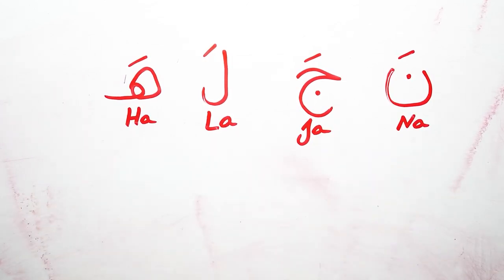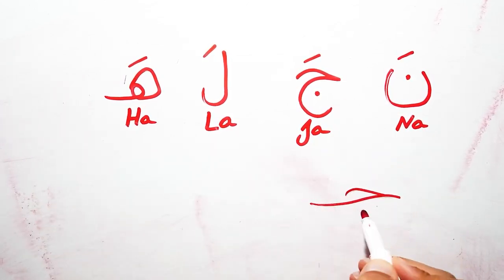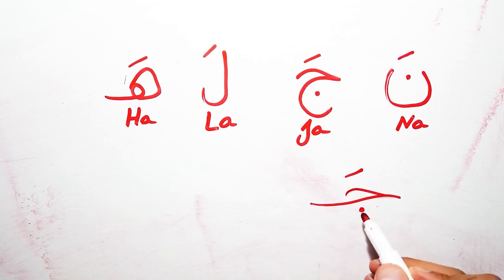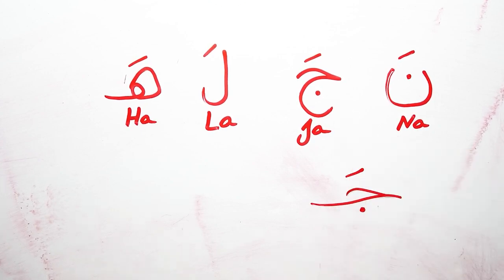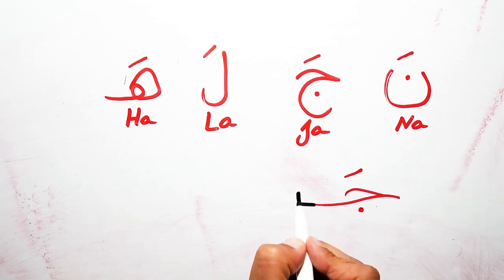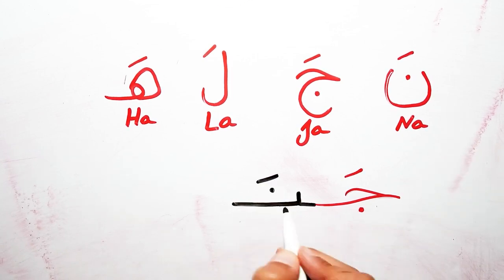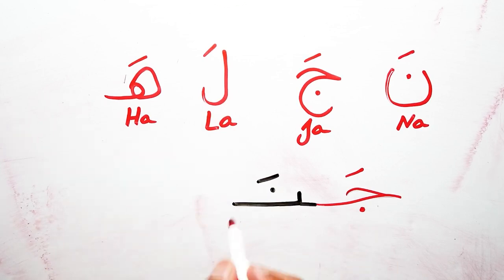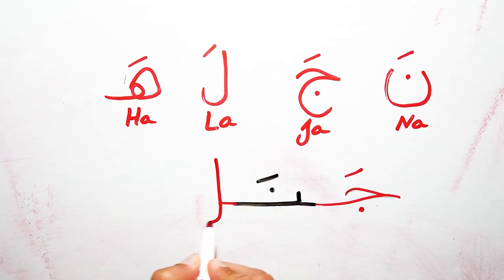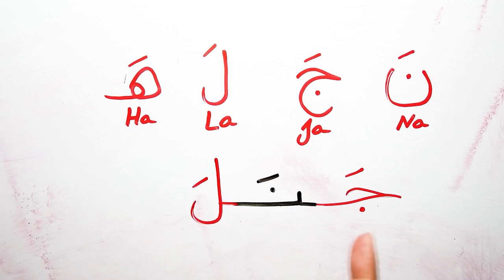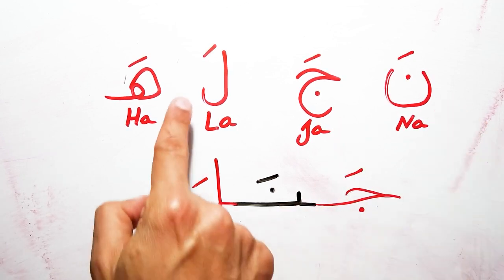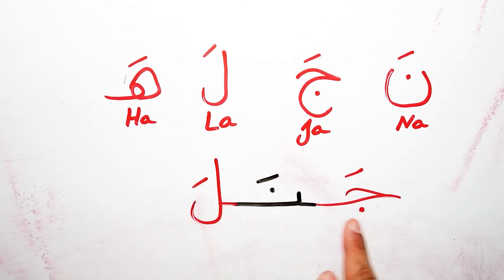Let's add ja. There is no any meaning to these words. Okay, so ja in the beginning of the word, ja, and then let's add ne in the middle. Jene. Let's add le in the end of the word. Jenele, jenele.